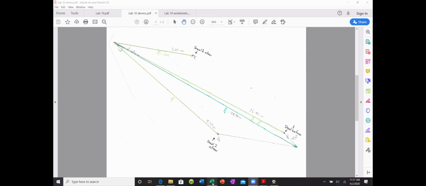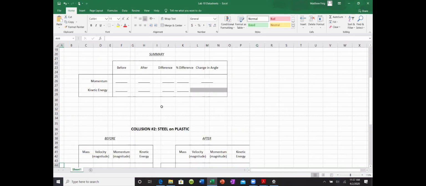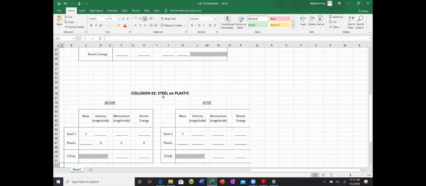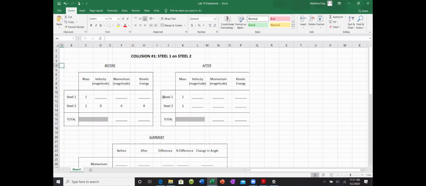And let's see what this looks like on here. Collision number 1, steel 1 on steel 2. Steel 1 goes down the ramp and hits steel 2. The next page says steel on plastic. What is the mass of a steel object? 1. So I filled it in. If it's steel, it's a 1. If it's plastic, it's 0.318.